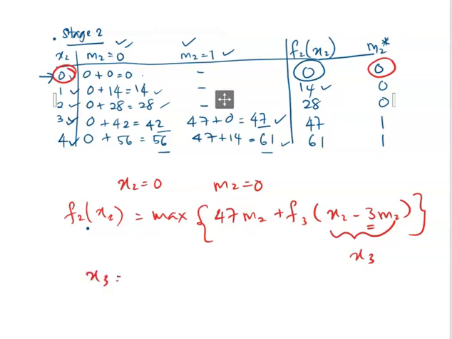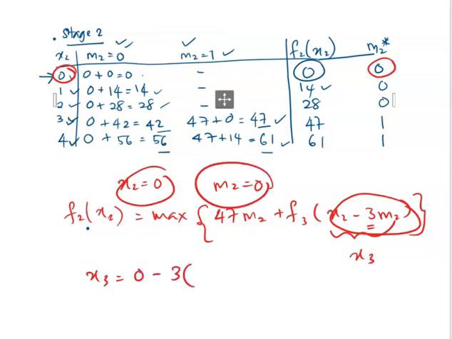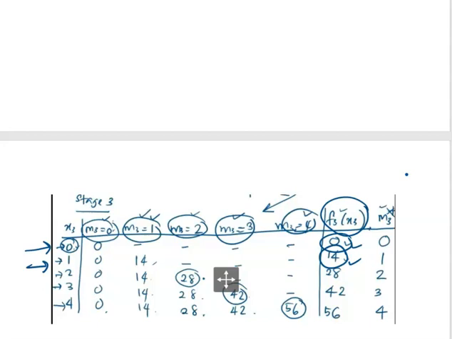In this case, x3 equals x2 minus 3m2. So x2 equals 0 minus 3m2. Now m2 also equals 0. So basically 0 minus 0 is 0. So we know that we have to look at x3 equals 0 for our next stage, stage 3. At stage 3, when x3 equals 0, the value of m3 is also 0.